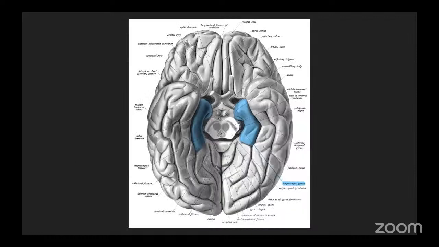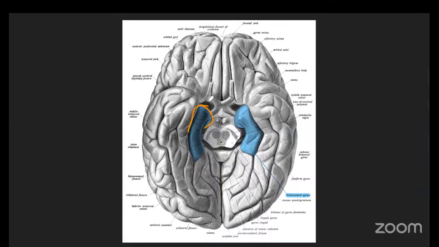You can now see the inferior most surface of the brain. And this here is the parahippocampal gyrus. This is the fusiform gyrus. This is the inferior temporal gyrus. And medially, we have the uncus.